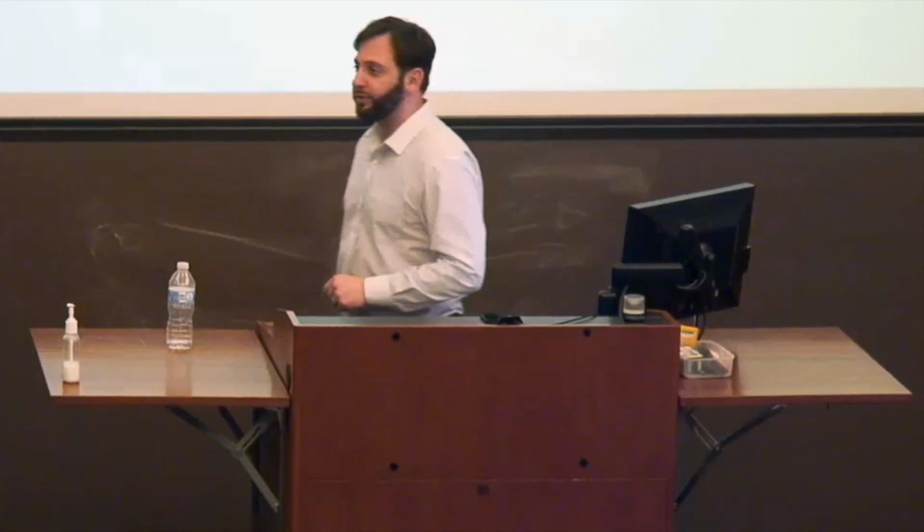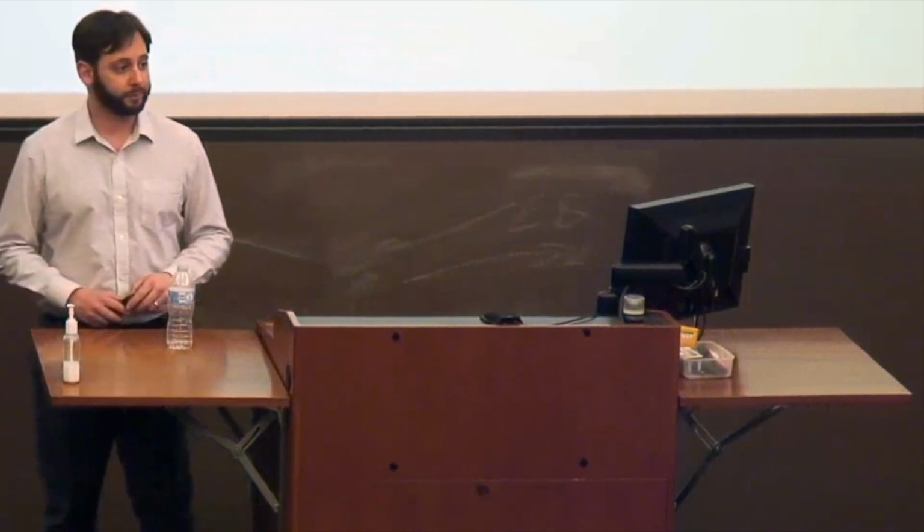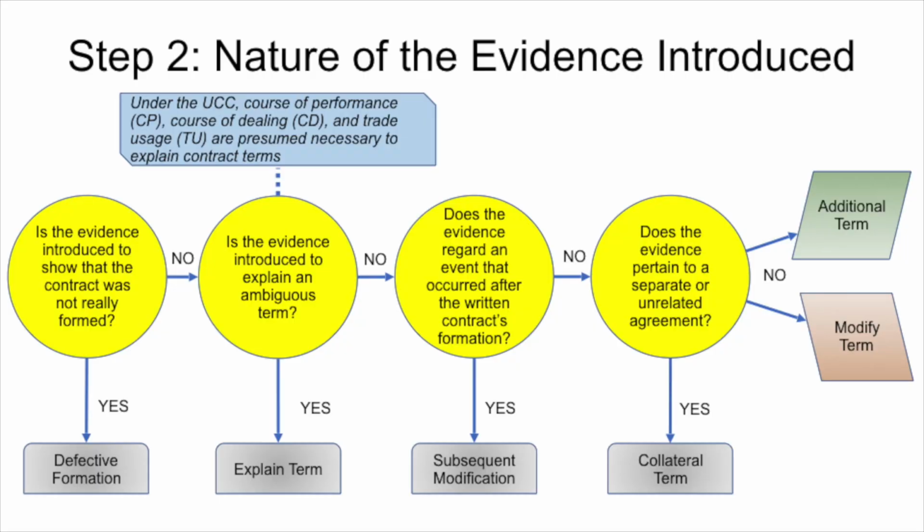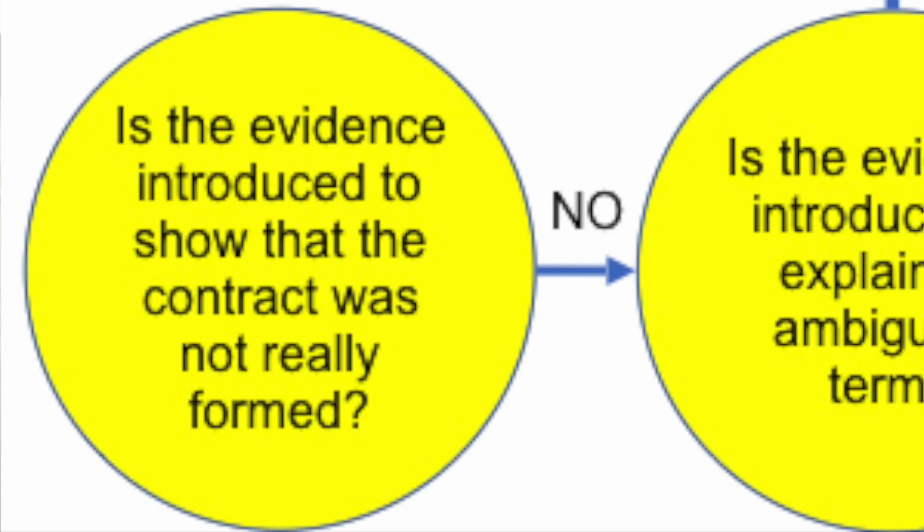Step 2 asks, what's the nature of the evidence to be introduced? Several types of evidence are not subject to the Parol Evidence Rule. And so this is like a knockout flow chart. Basically, I step us through 4 processes, each of which independently would knock us out, because these are all things that the Parol Evidence Rule does not apply to. First, is the evidence introduced to show defect in formation? If so, that's a defective formation issue and it will not be prohibited by the Parol Evidence Rule.